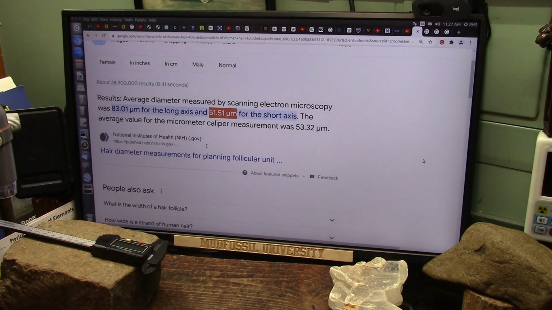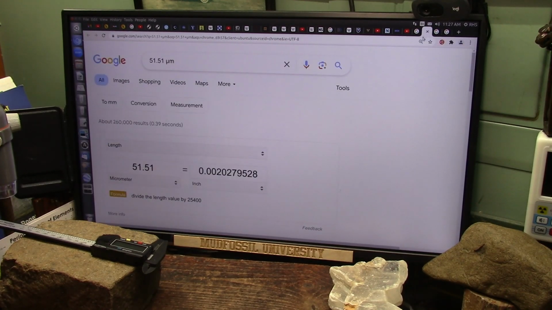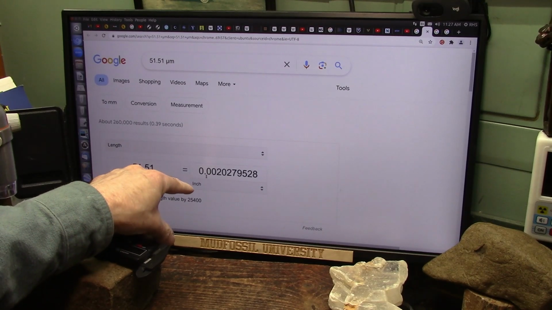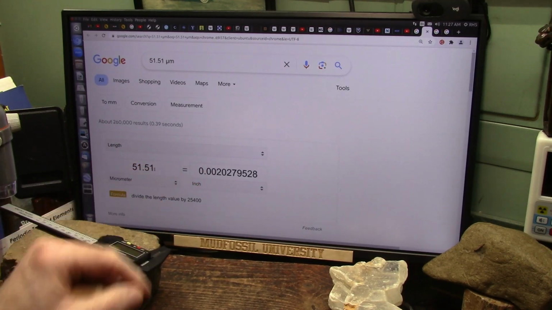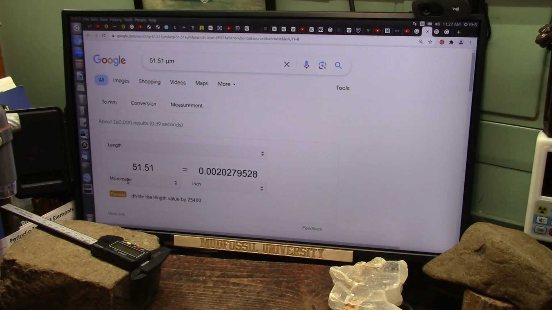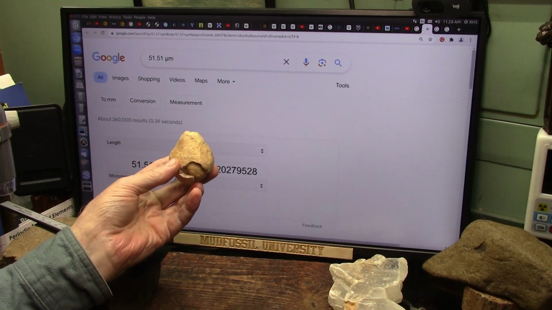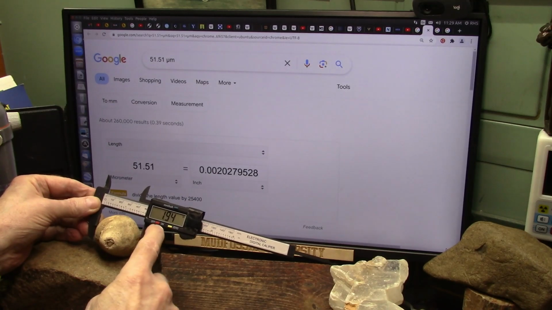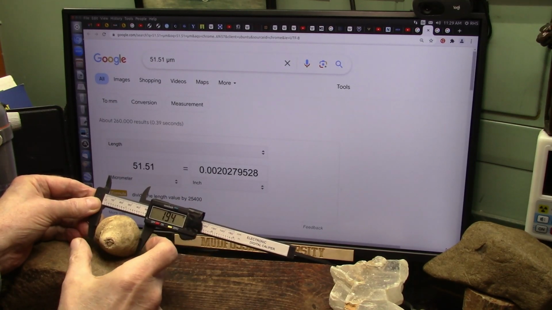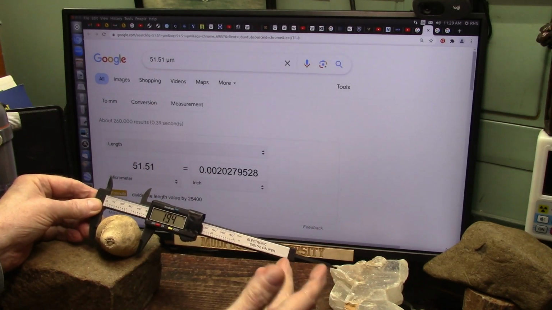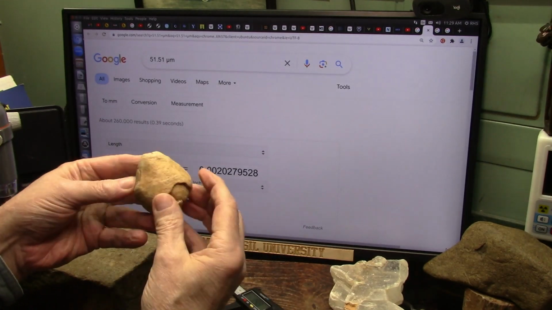Well, how much is 51 thousandths of a meter? Well, in inches, it boils down to 2 thousandths of an inch, 0.002. So 51 micrometers equals 0.002 in inches, 2 thousandths of an inch. So this is 2 inches wide. All right, it's actually 1.94 inches wide. Let's just round it off to 2 because it's eroded a little bit.